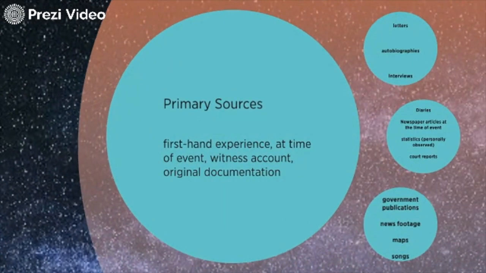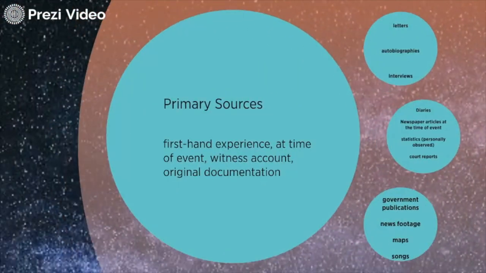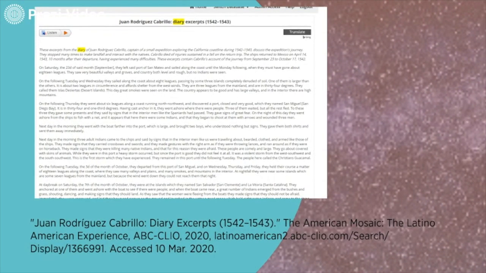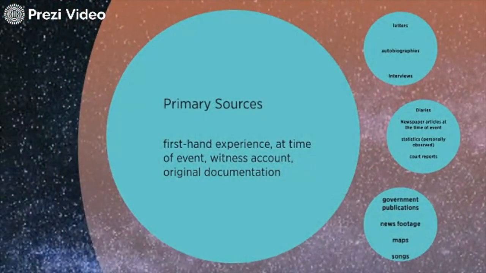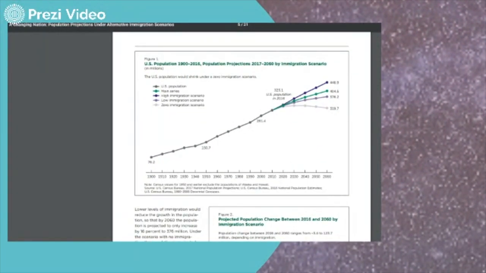Primary sources are first-hand experiences. They're taken at the time of an event. They are witness accounts, and they are original documentation that can look like letters, autobiographies, and interviews. Here's an example of an interview with Cesar Chavez. They can also look like diaries, newspaper articles at the time of the event, statistics, and court reports. This is an example of an excerpt taken from the diary of Juan Rodriguez Cabrillo. And they can also look like government publications, news footage, maps, and songs. This is a government publication taken from the U.S. Census Bureau.